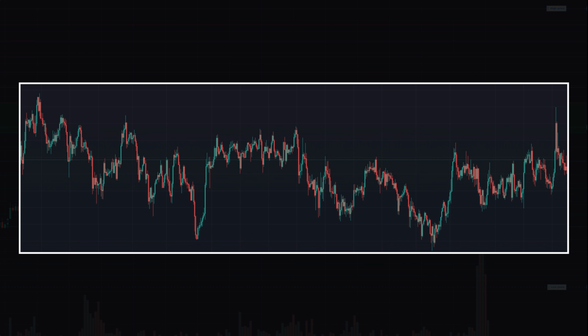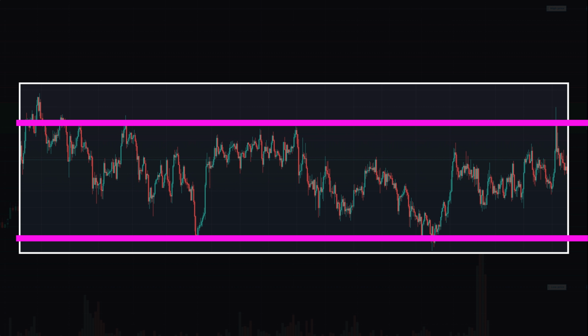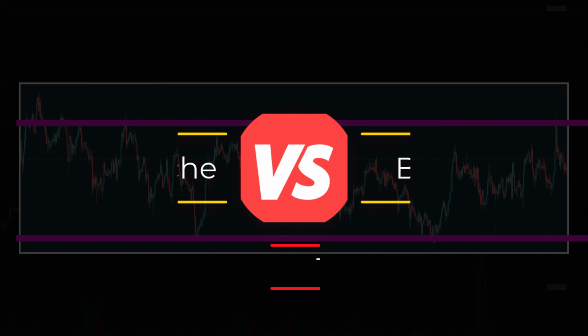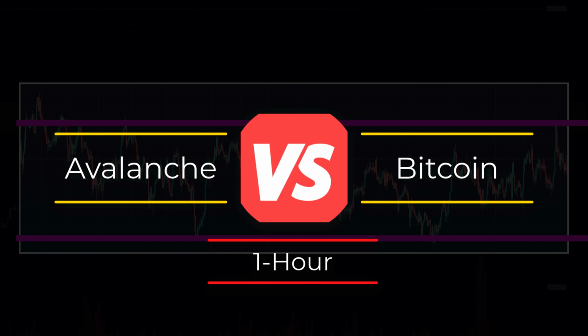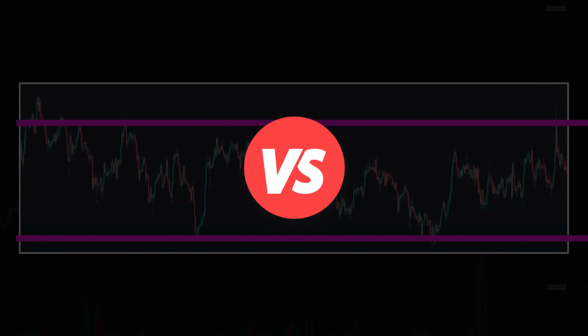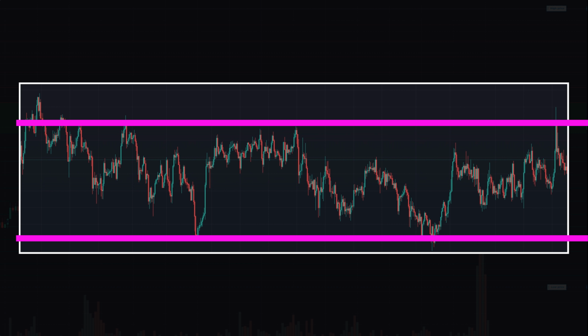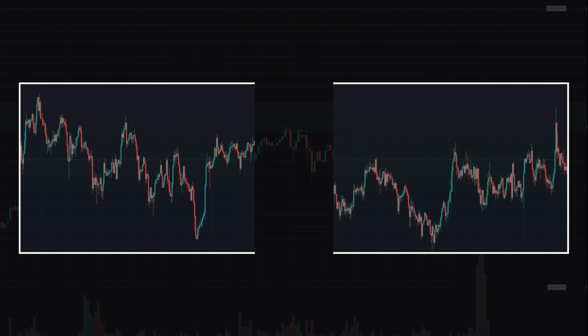A ranging instrument is signified by a high level and a low level with movement in between. Most markets trade in ranges most of the time, so they should not be hard to find. This chart is Avalanche versus Bitcoin 1-hour candles, and it looks like a decently consolidating chart. For our demonstration, I am going to use this instrument.